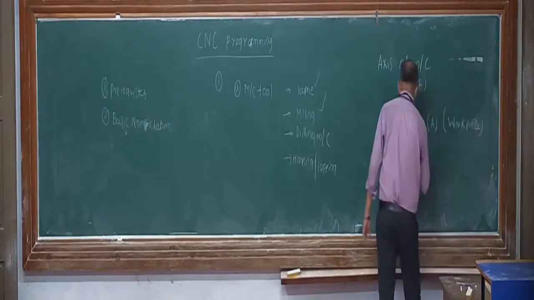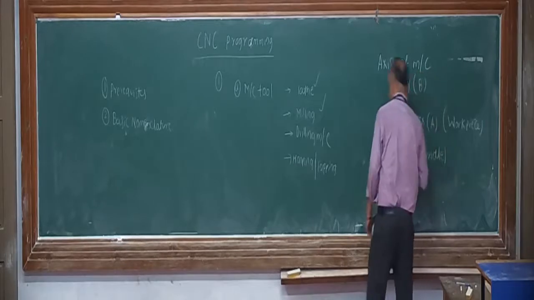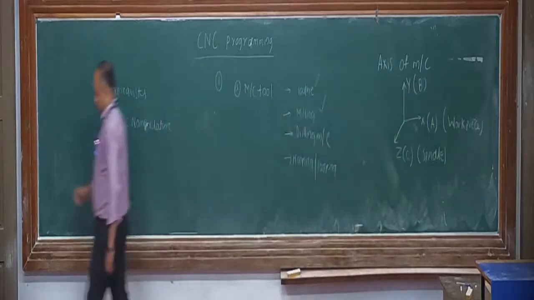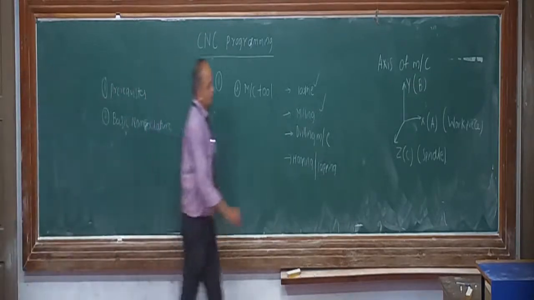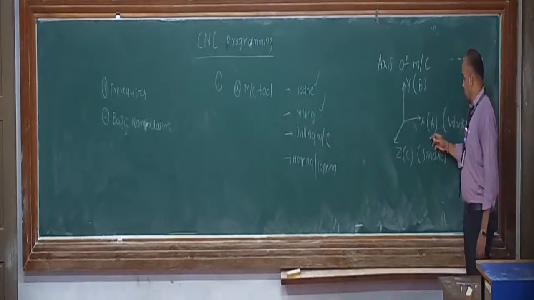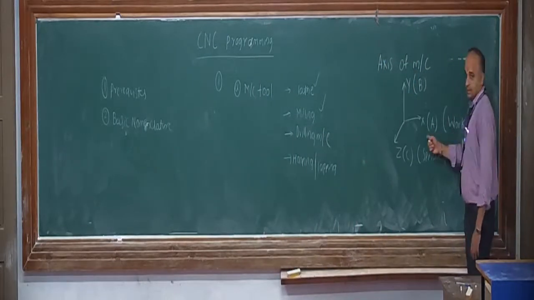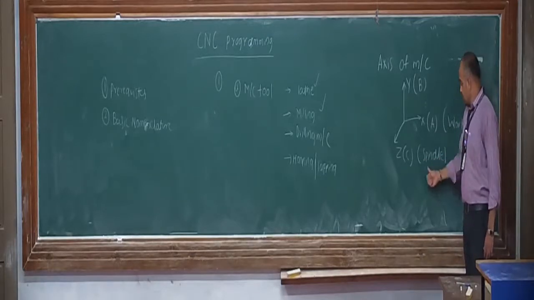This is the workpiece, and this one is the spindle. Just a minute. So, in this, the axis along which the workpiece is kept is nothing but the x axis, and the axis along which the spindle is there is nothing but the z axis.